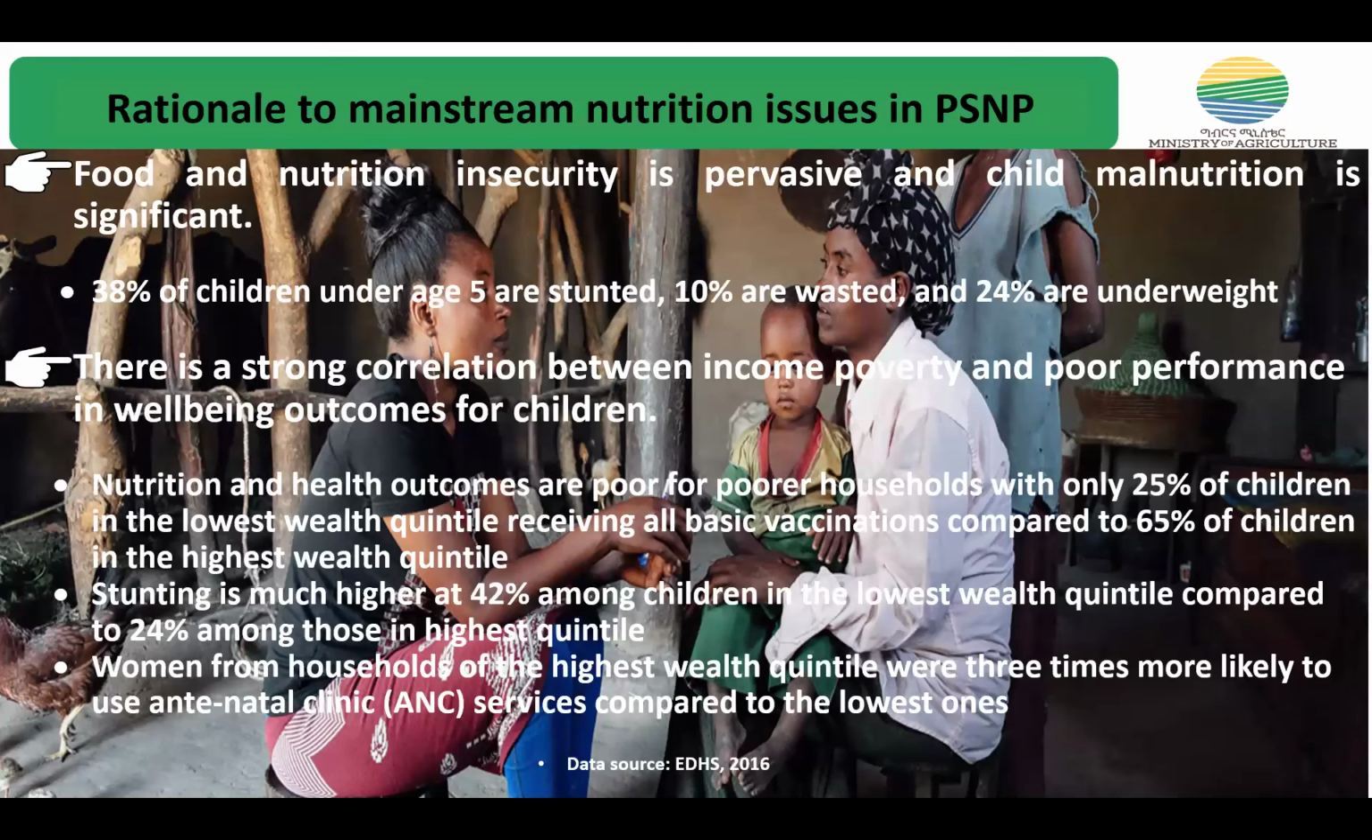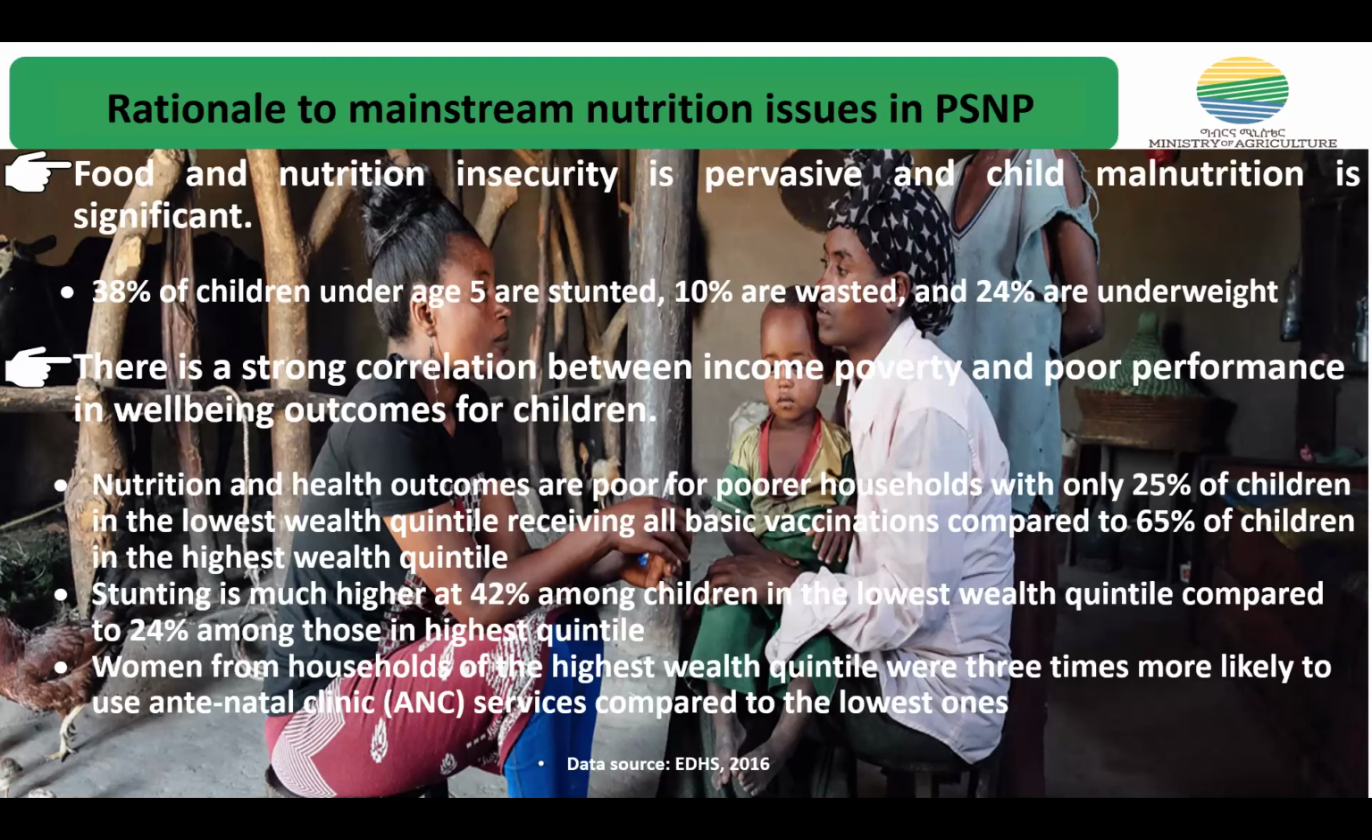There is also other evidence. There is a strong correlation between income poverty and poor performance in well-being outcomes for children. This is also explained with different kinds of indicators. The nutrition and health outcomes are poor for poorer households, with only 25% of the children in the lowest wealth quintile receiving all basic vaccinations, compared to 65% of children in the highest wealth quintile. Stunting is also much higher at 42% among children in the lowest wealth quintile compared to the highest quintile.